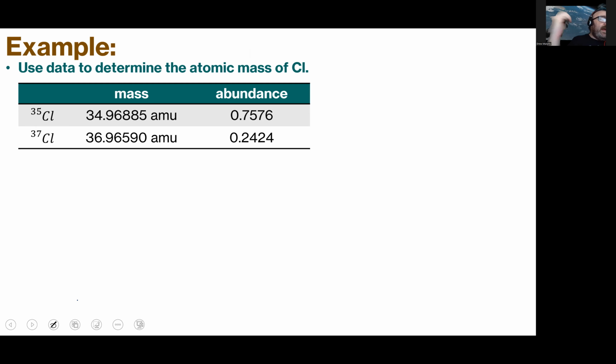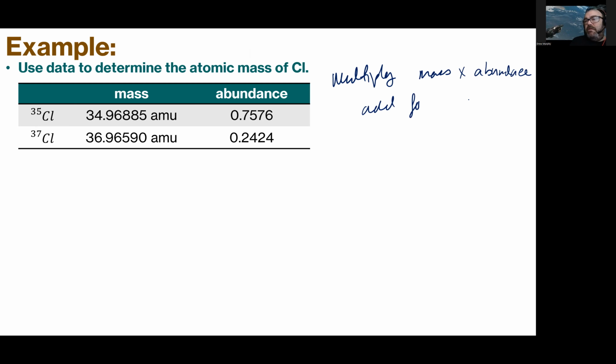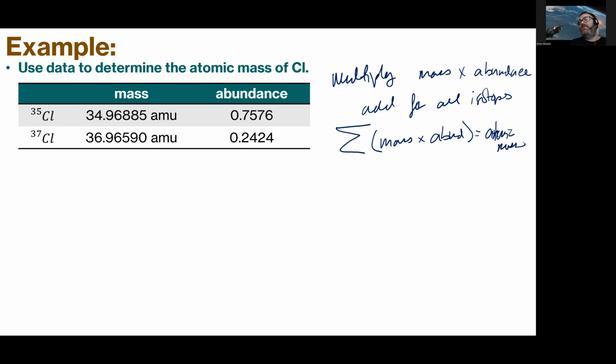When we're looking at the weighted average, what we're going to do is multiply the mass of an isotope times its abundance, and then we're going to add for all isotopes. So one way to say this is we're going to take the sum of mass times abundance for all isotopes, and this is going to equal our atomic mass. It's not a direct average. I call it a weighted average because it takes into account how abundant things are.